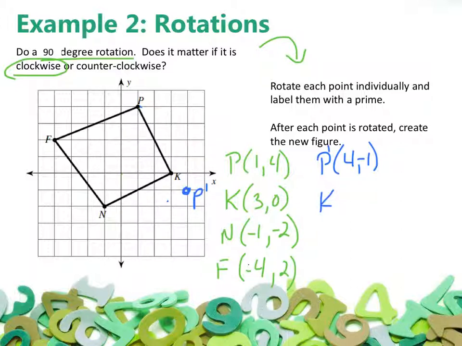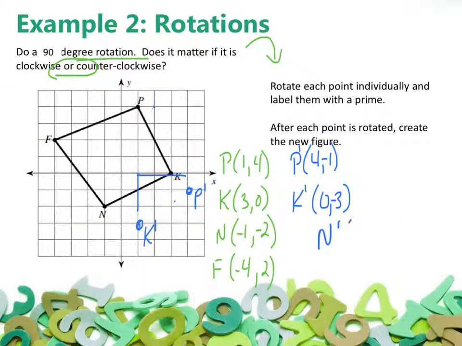K prime, the numbers switch. 90-degree rotation, we're going to go from here, we're going to go down here. So this is going to be K prime. For N prime, the numbers switch. We're going to look at N. And starting in the third quadrant, it's going to move to the second quadrant. In the second quadrant, x is negative. So negative there. So N is going to become negative 2, 1. So this will be N prime.